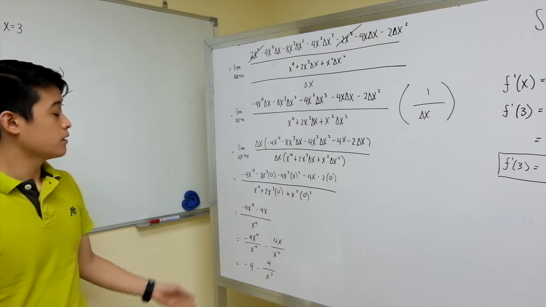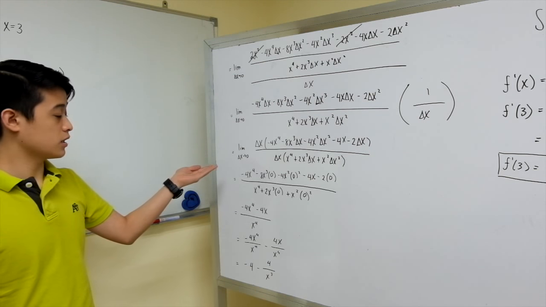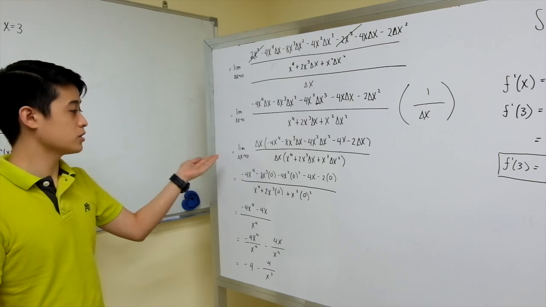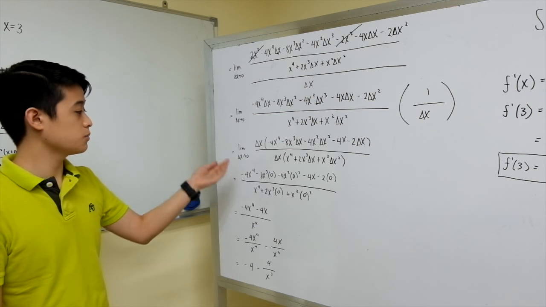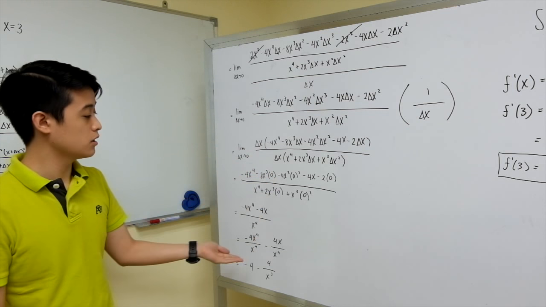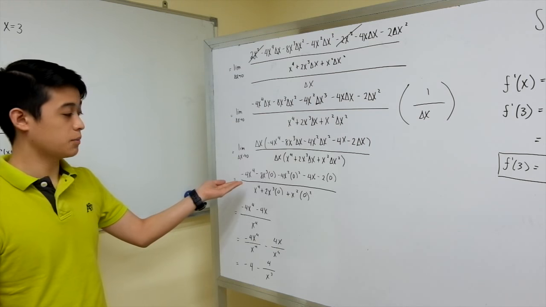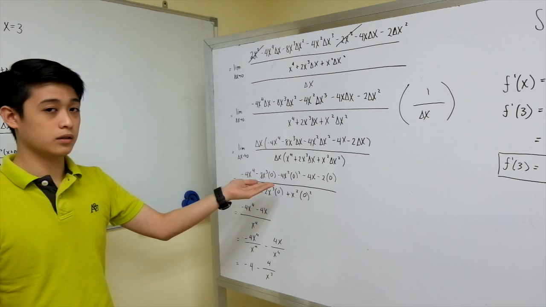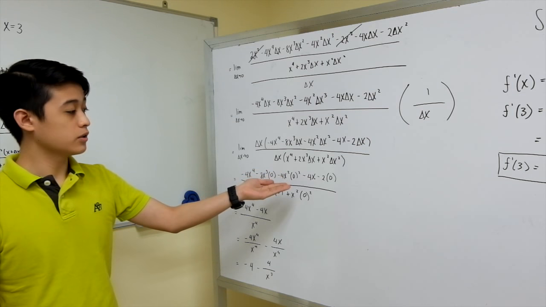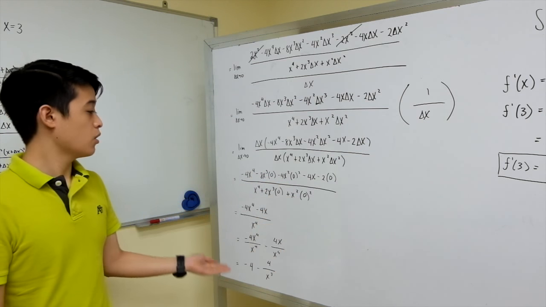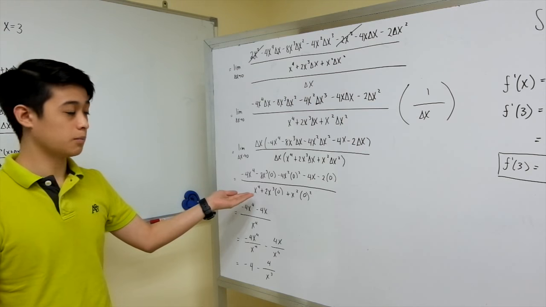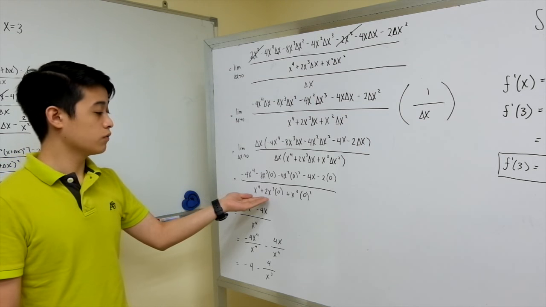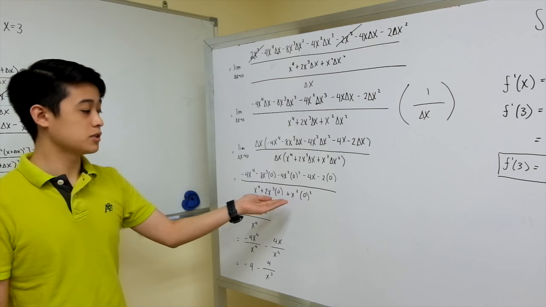Now we can substitute the delta x with 0 because delta x approaches 0. So just put 0 in the delta x's. So it becomes negative 4x to the power of 4 minus 8x cubed times 0 minus 4x squared times 0 squared minus 4x minus 2 times 0 over x to the power of 4 plus 2x cubed times 0 plus x squared times 0 squared.